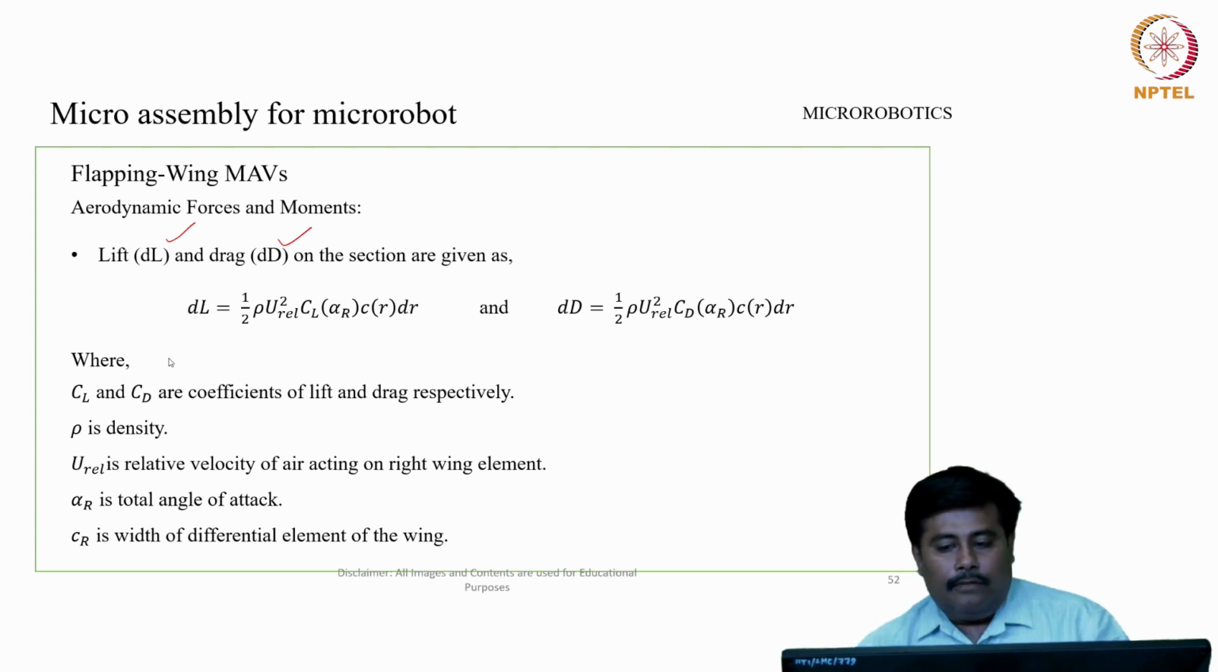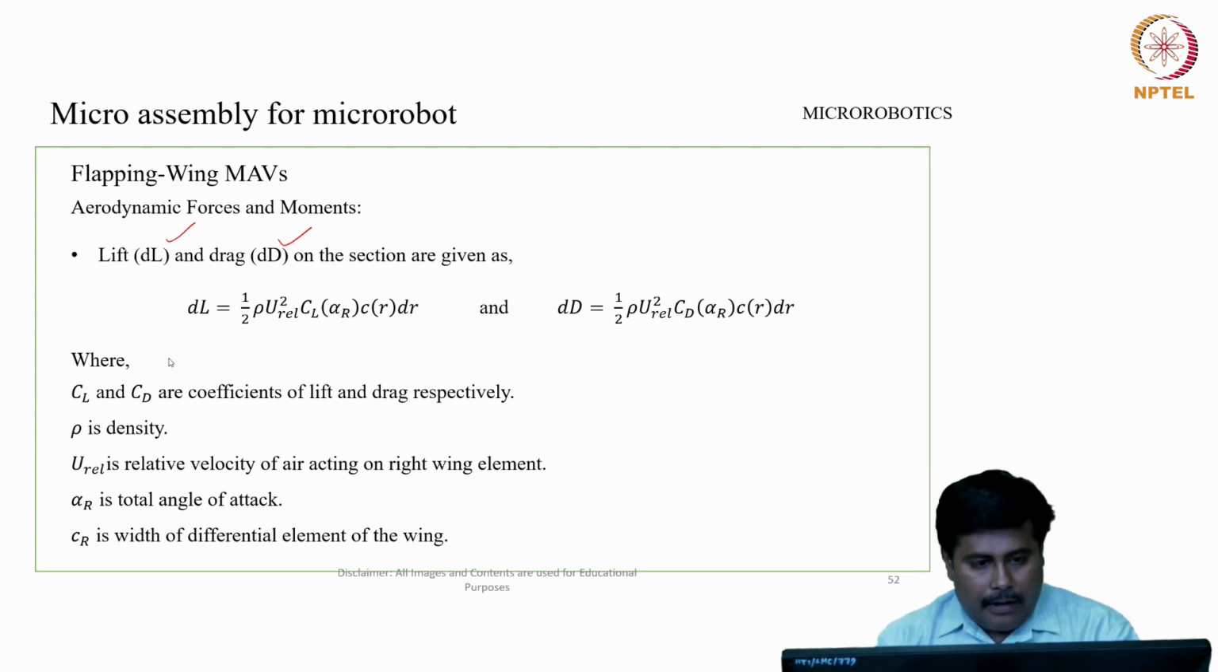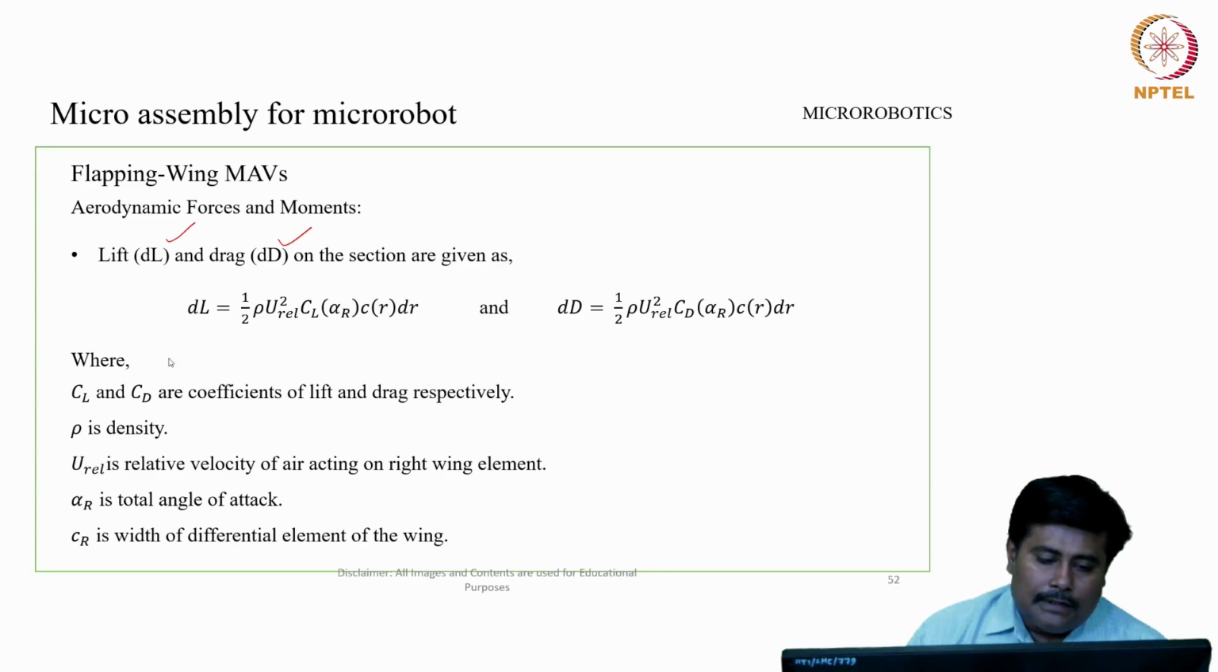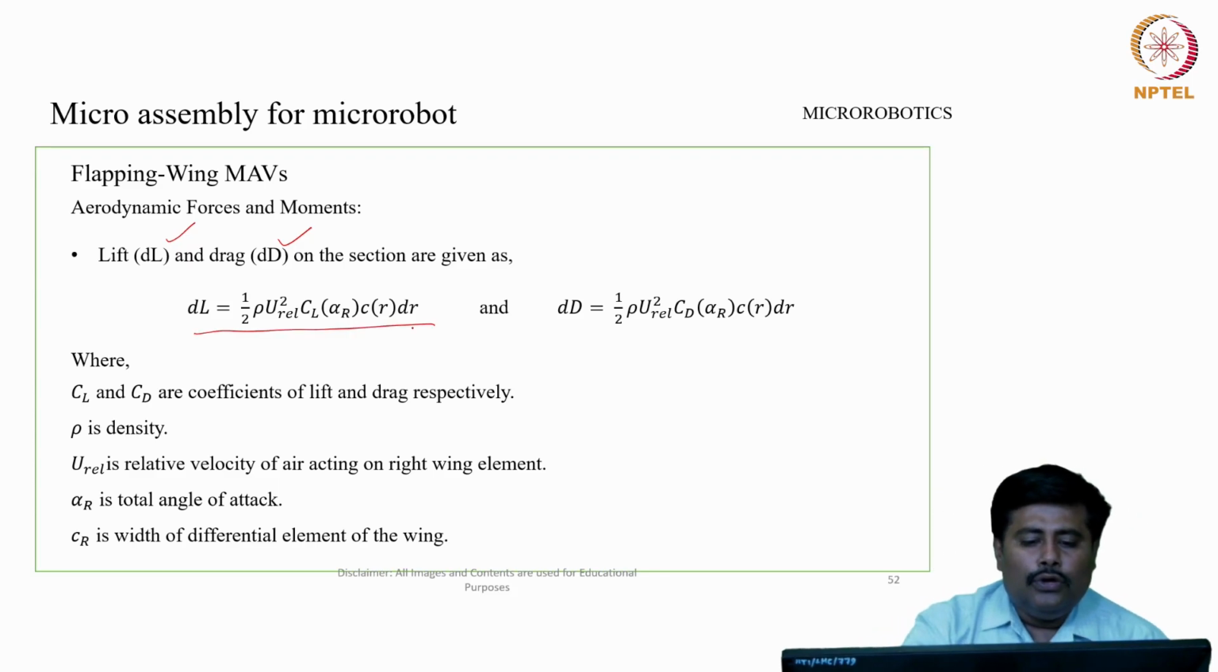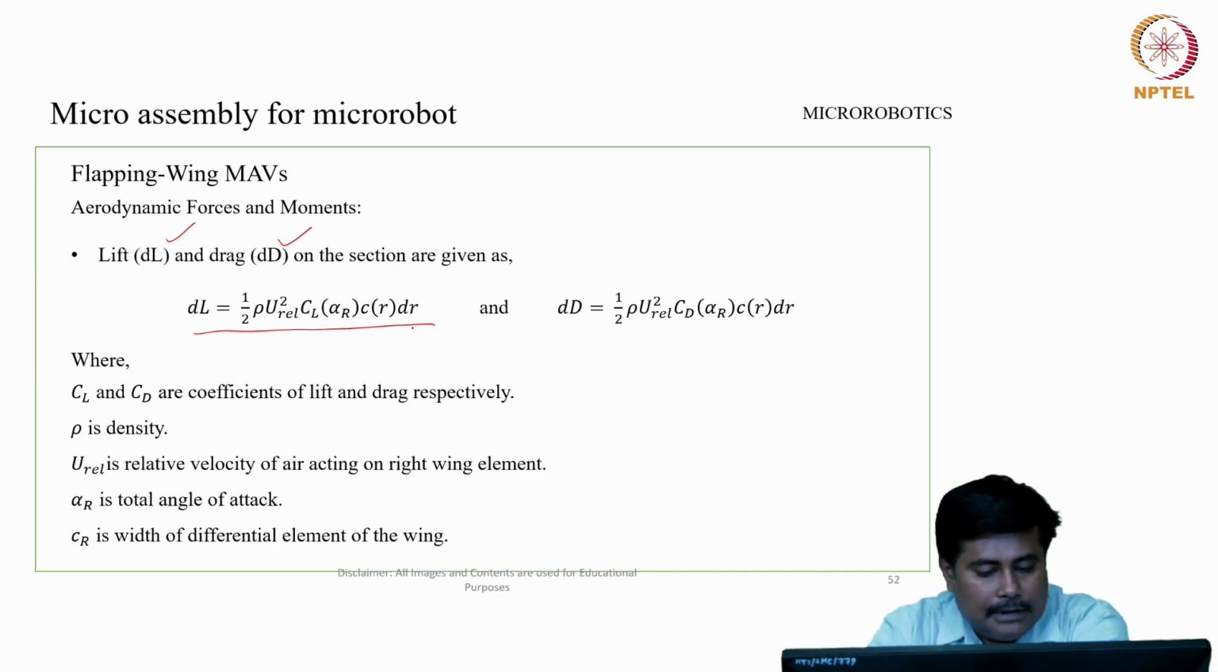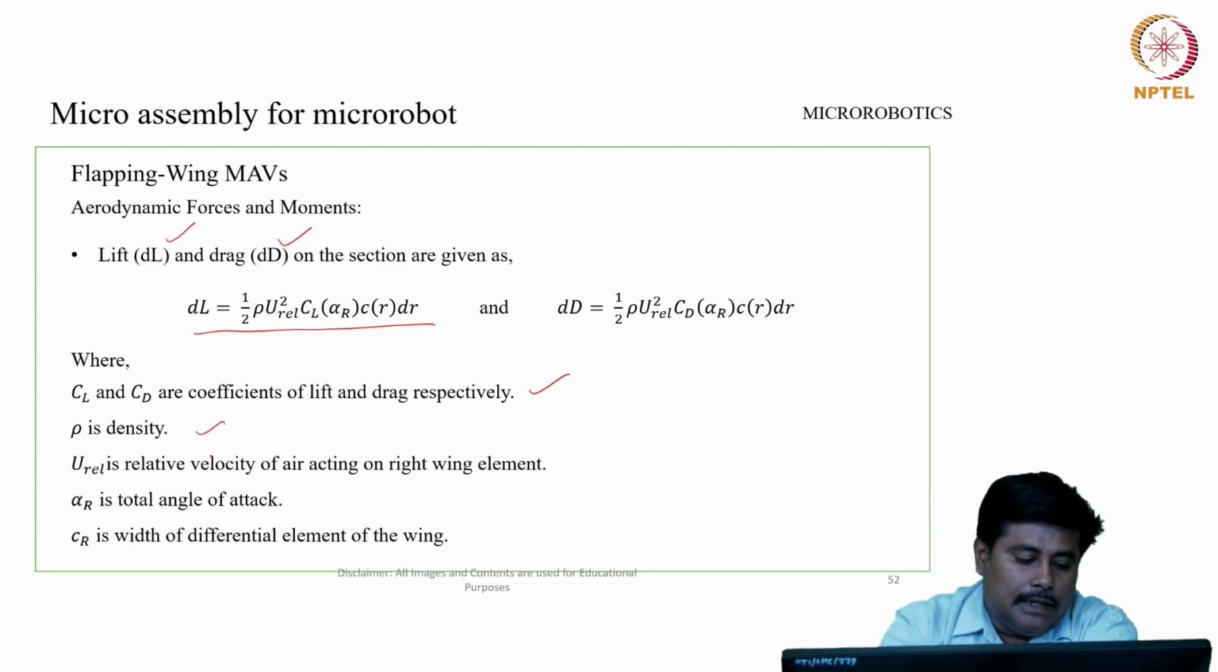Now when we look into this flapping wing as far as the aerodynamic forces and moment are concerned, we have a lift dL and drag dD on the section. As far as dL is concerned, it is half rho U_R squared C_L(alpha_R) c_R dr. So C_L and C_D are the coefficients of lift and drag respectively, and rho is the density.